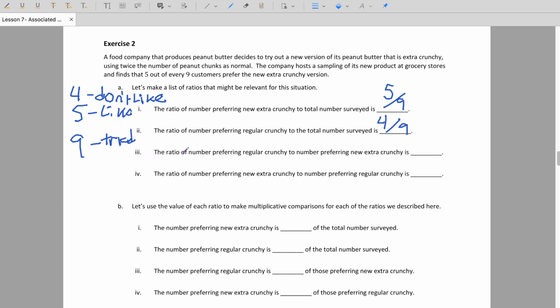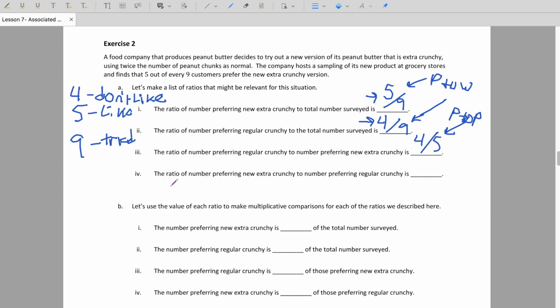Okay. The ratio of number preferring regular crunchy to the number preferring new extra crunchy is, so we have to look here. 4 people prefer the regular crunchy. That's this number here. And 5 people prefer the new extra crunchy, right? So here we have this is a part to whole ratio. This is also a part to whole ratio. And this is a part to part.